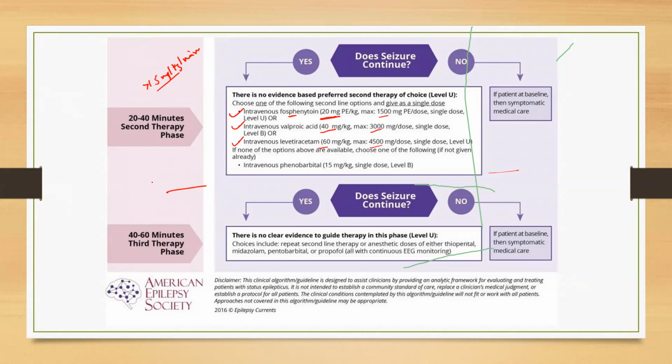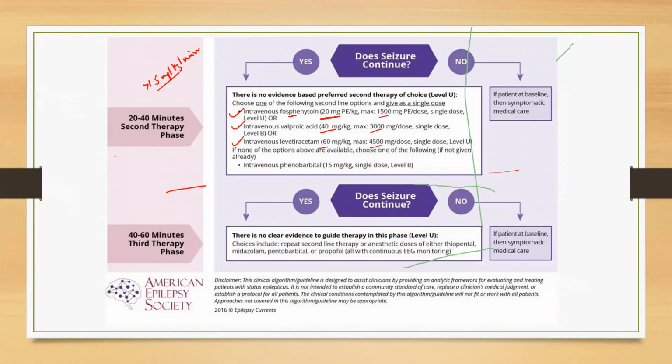Some use a second line agent as the other one of these drugs, or some usually prefer to go for midazolam infusion. Either way, it's fine. There's nothing proven to be superior over the others. So once you have given valproate, you can go for midazolam infusion directly, or you can load with another anti-epileptic agent, like fosphenytoin or levetiracetam. As soon as you start the patient on midazolam infusion or a second line agent, that becomes your refractory status epilepticus. So refractory status epilepticus, you have to treat with infusions.